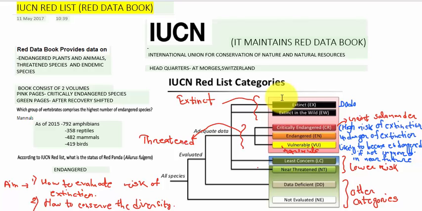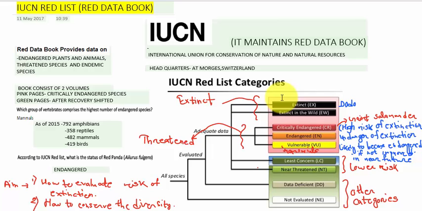Next one is data deficient. In this case, the taxon has been studied, but there is not enough information about its distribution and population to decide which category it belongs to and what the risk factor is. The next is not evaluated. The taxon has not been studied to decide what category it belongs in.